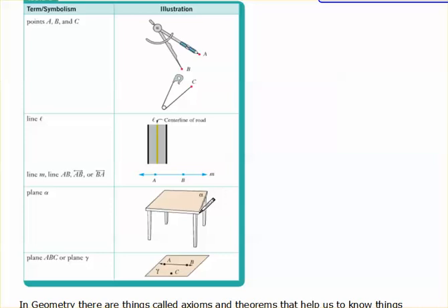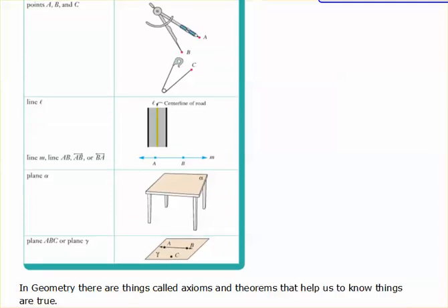Then we have things called planes, which are a two-dimensional figure. It has both an X and a Y, basically, a flat surface. You could think of it that way. And we name planes one of two ways. We could either name it as alpha, just a single Greek letter, or we could name it by using points within it. So this would also be plane ABC, because those are points within the plane. Or this particular plane here could be labeled as gamma.